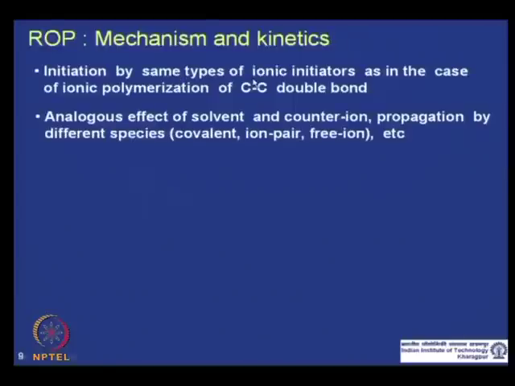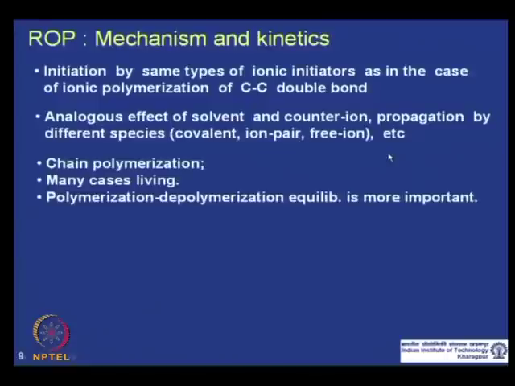Now, because we are talking about initiation by ionic initiators, you have different types of species: the covalent species, ion pair, or free ion between the ion and the counter ion. Those different types of association between the reactive center and the counter ion are possible. Hence, there is a tremendous effect of the solvent and the counter ion in ring opening polymerization, as was in the case of linear ionic polymerization of the double bond.